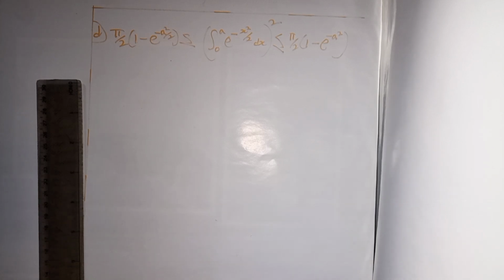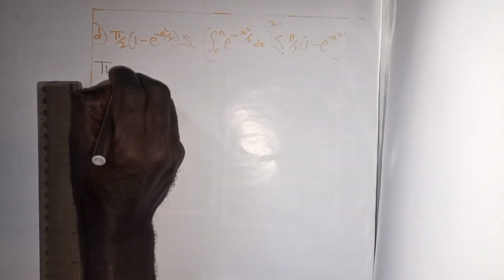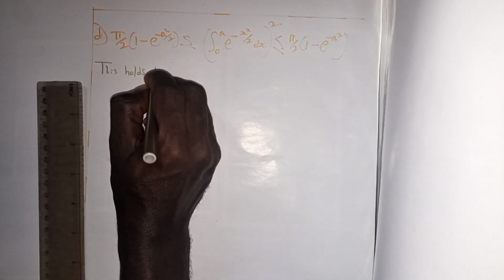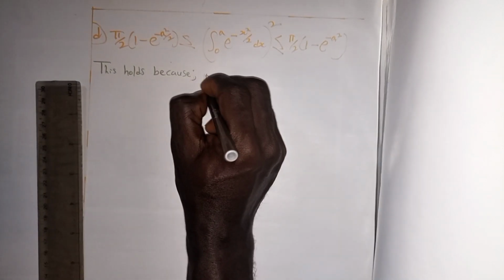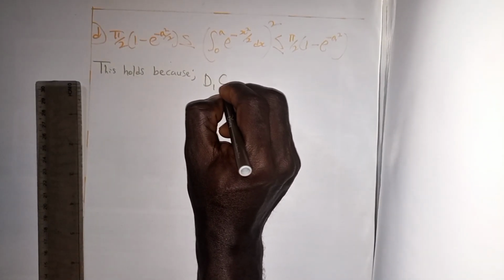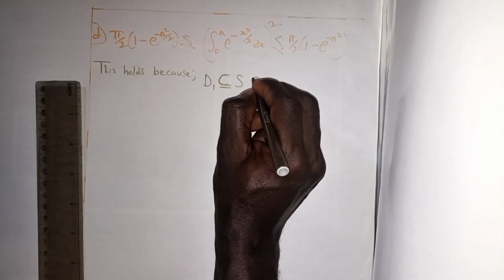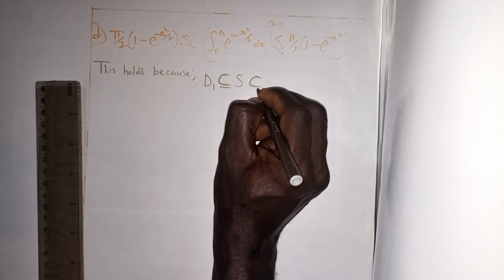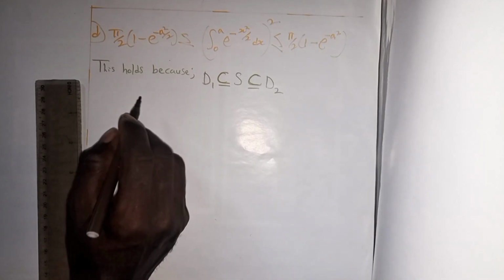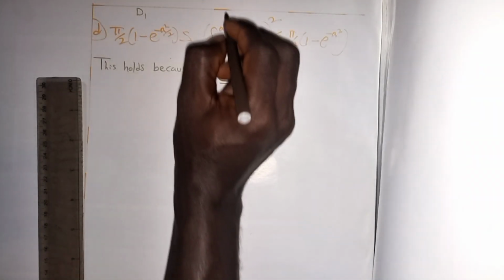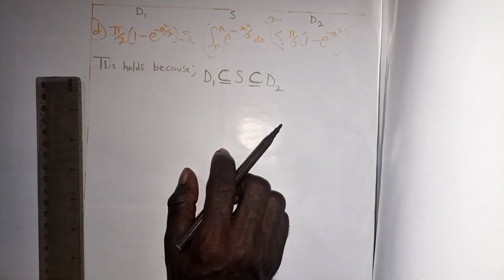So this inequality holds because D1 is a subset of S, and S is a subset of D2. So this is our D1, this is our S, then this is our D2. So that's why this will hold.